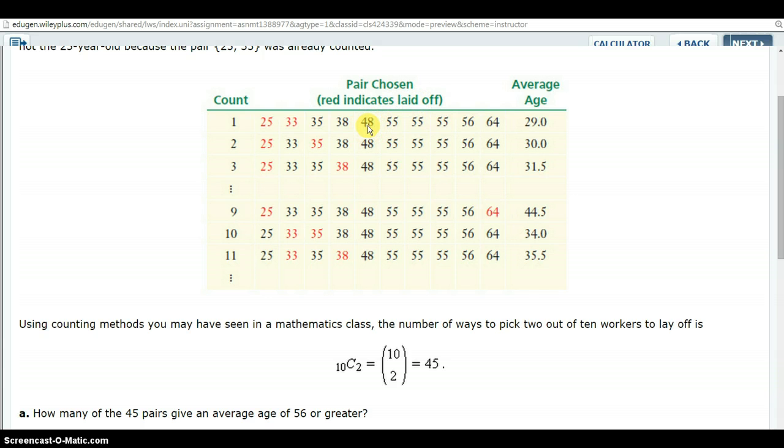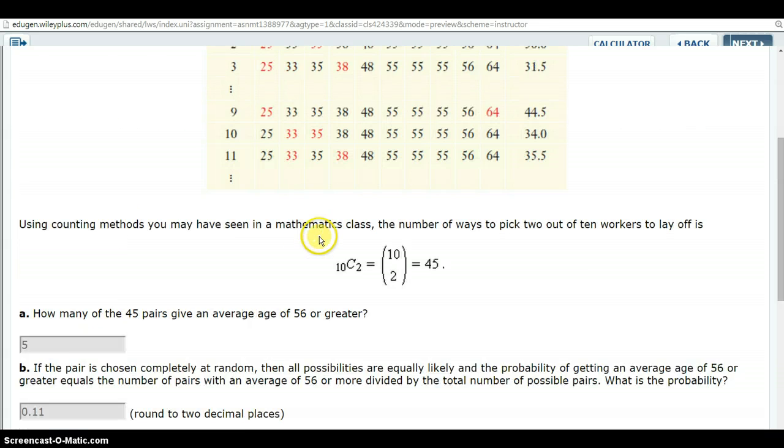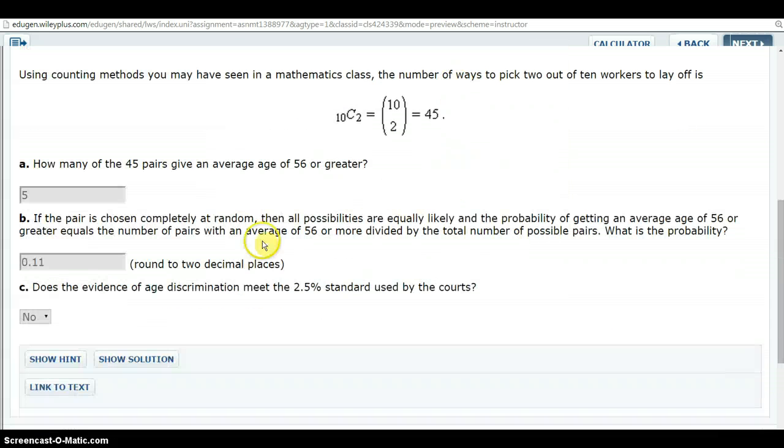Let's see if we'd still get the average age we need if we use the 48-year-old. So 48 plus 64 is 112, divided by 2 is 56, and that just barely meets the requirements, right? We need to be 56 or higher. So this 48 would be the youngest person that could combine with this 64-year-old to get the average we need. In other words, there's 5 different people we could pair up with this person to get the average age of 56. So the answer is 5.